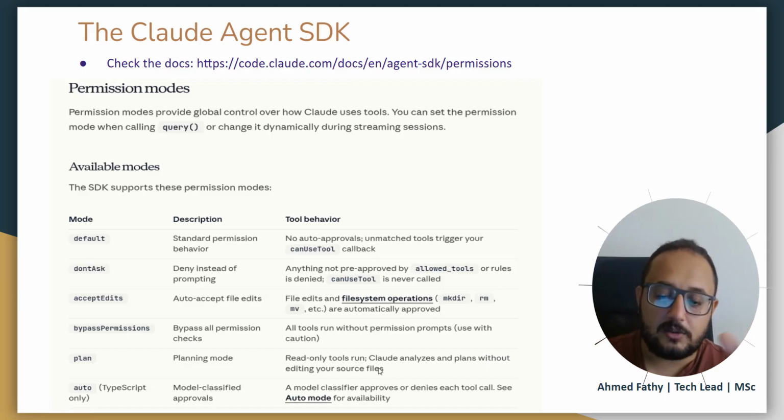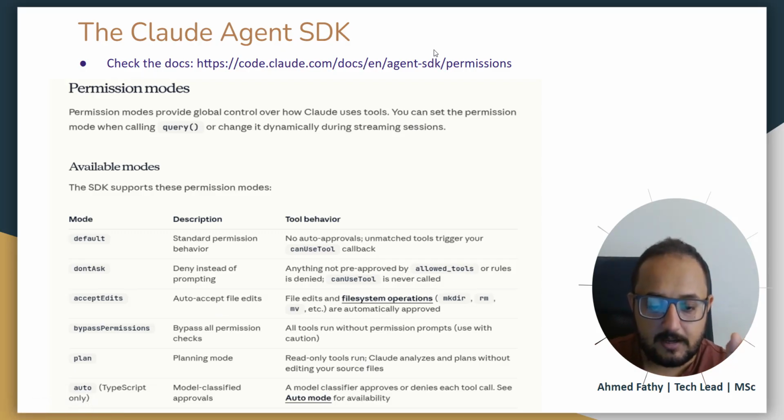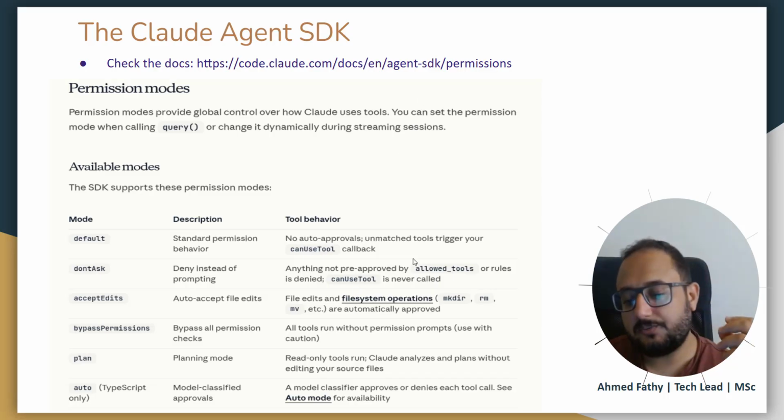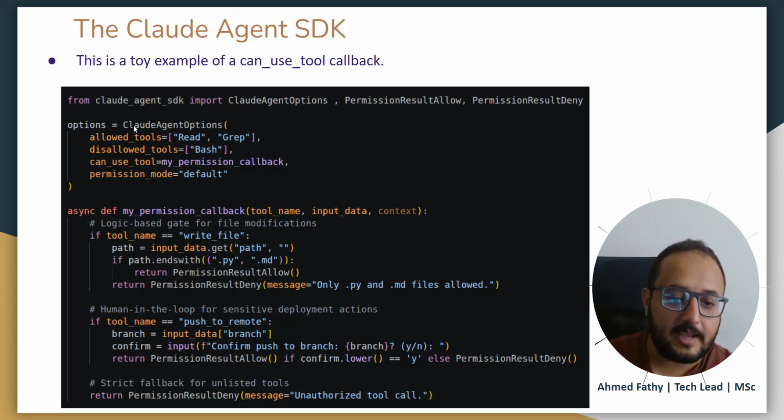So read-only tools run. Claude analyzes and plans without editing your source files. Okay. And then you have auto, which is only for TypeScript, not for the Python SDK. So model classified approval. A model classifier approves or denies each tool call. See auto mode for availability. You can check that in the documentation. So this is a toy example of a can use tool callback. So you have, again, those are your options, Claude agent options.